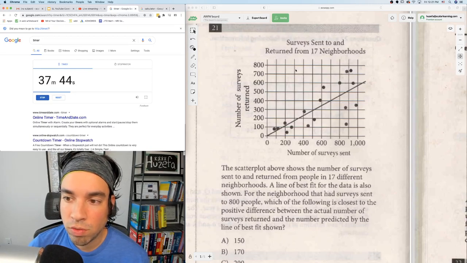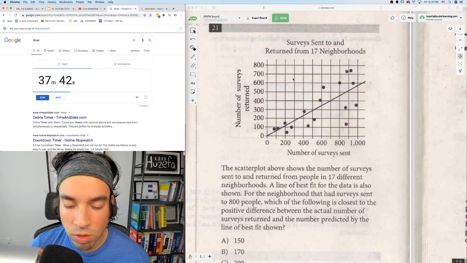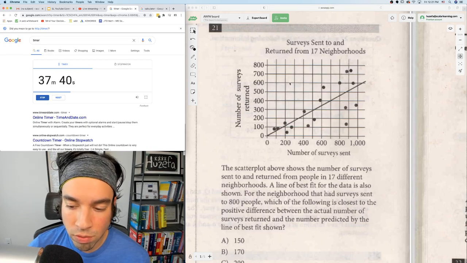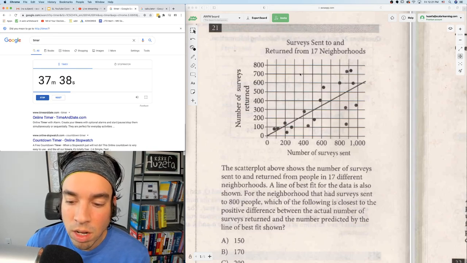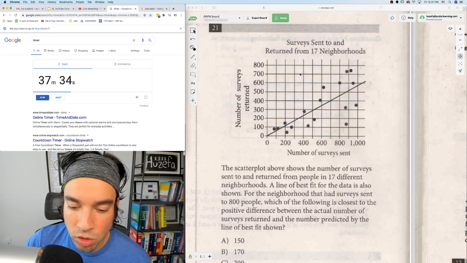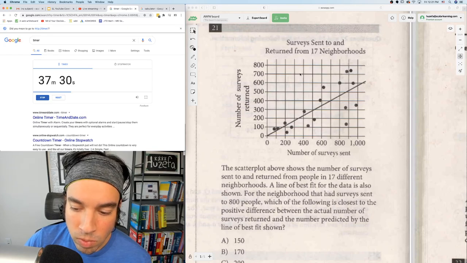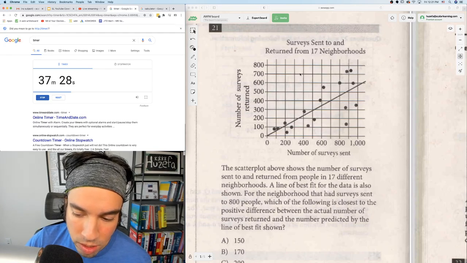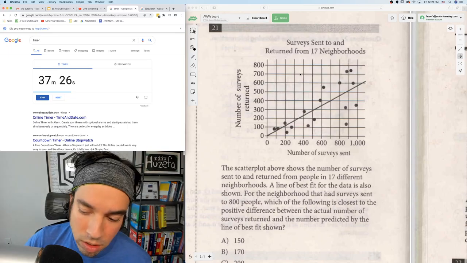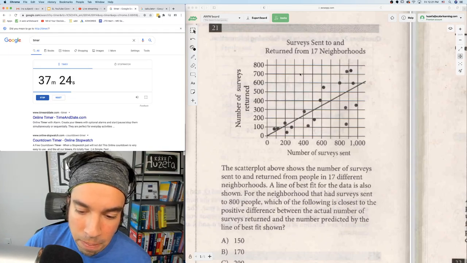Survey sent to and returned from 17 neighborhoods. The scatter plot above shows the number of surveys sent to and returned from people in 17 different neighborhoods. A line of best fit for the data is also shown. For the neighborhood that had surveys sent to 800 people, which of the following is close to the positive difference between the actual number of surveys returned and the number predicted by the line of best fit? Okay.